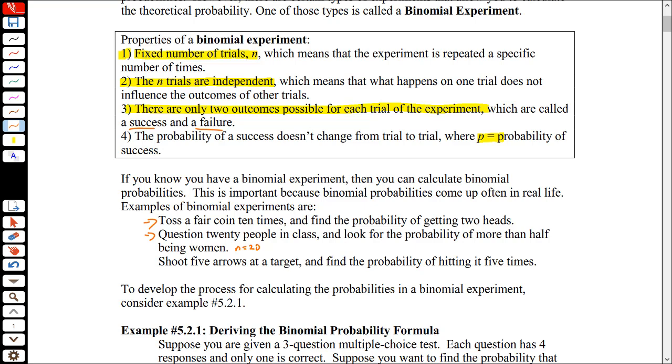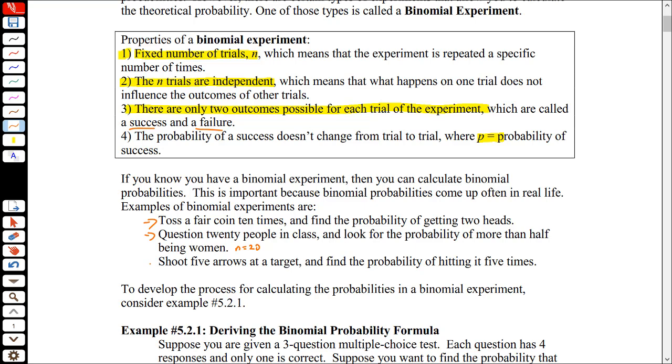The trials being independent we'll dive into a little more deeply later. But we can say that if you ask somebody a question and you get an answer, that doesn't influence how other people feel. That's one way of thinking about it. It's not quite that simple, and we'll delve into that a little deeper later. The third criteria, there's 2 possible outcomes, and what we're looking for is the probability that more than half are women. So the person is either a woman or not, and so that's 2 possible outcomes. And then the probability of success doesn't change from trial to trial.